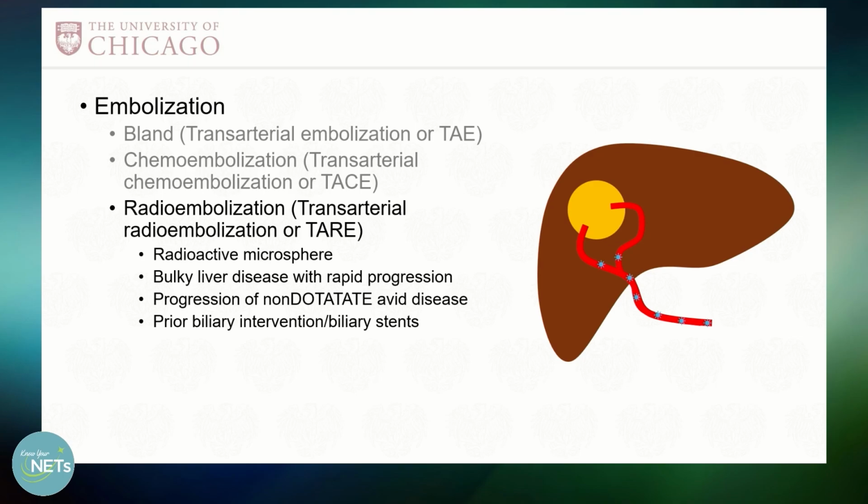The last is radioembolization, or basically introducing radioactive beads into the liver to treat these lesions. These are usually reserved for bulky liver disease with rapid progression. This can be used in the setting of prior biliary intervention or biliary stents. It does cause fibrosis within the liver in the treated area. This can make resection of those tumors afterwards a little difficult.